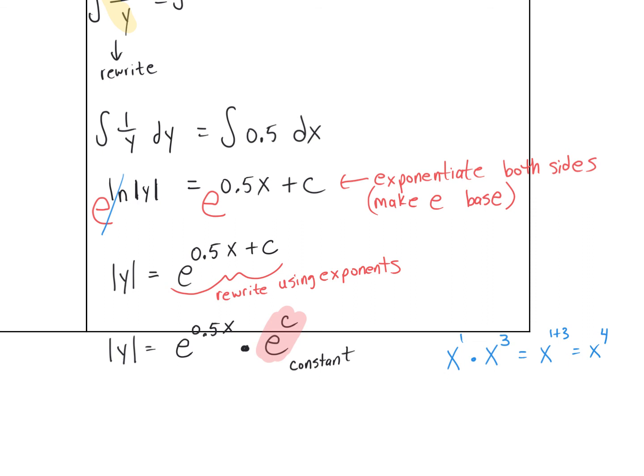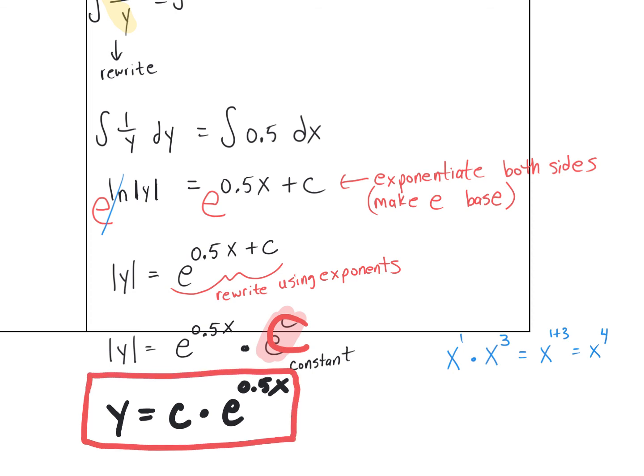All right, so now we are ready to just wrap this up. You can either leave this as absolute value of y, or the absolute value of y is just y. We can also put this out front because that's a constant. So what you can do is you can just call that c. That's the same as c. So we can put that out front. So we have c times e to the 0.5x. All right, and that is as far as you need to go.